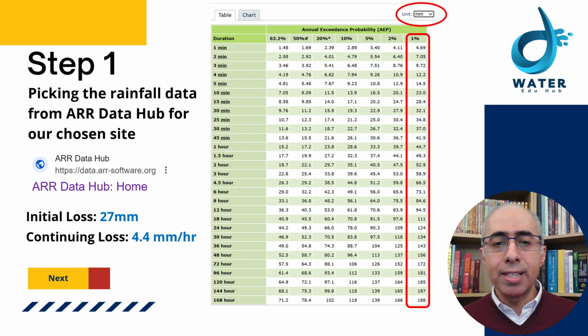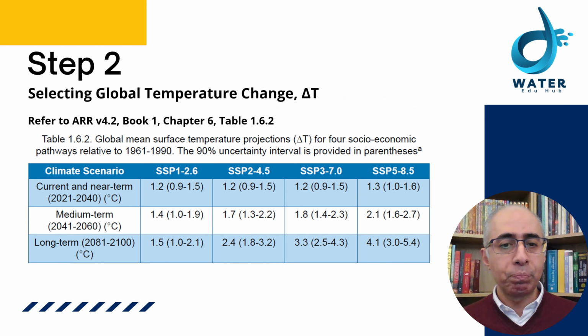Another point to highlight is that in this example, I want to play with 1% annual exceedance probability, or AEP. And of course, you can play with others, but here is the example that I'm going to cover, because that's one of the common design criteria for the drainage assets.